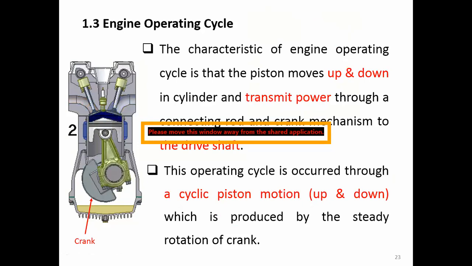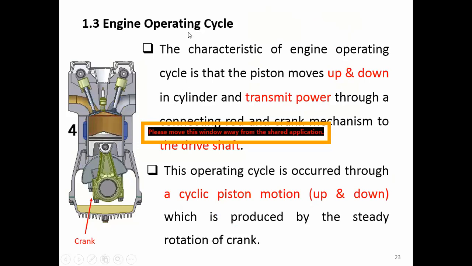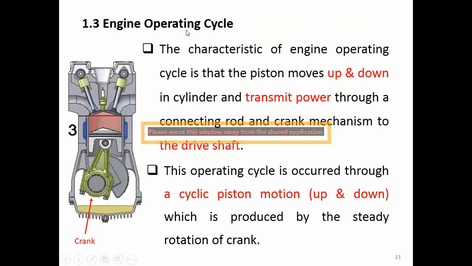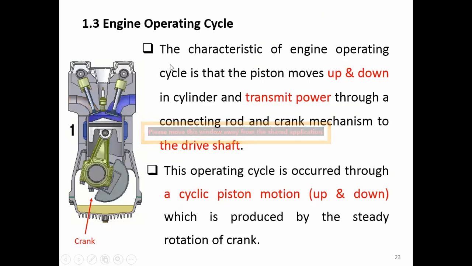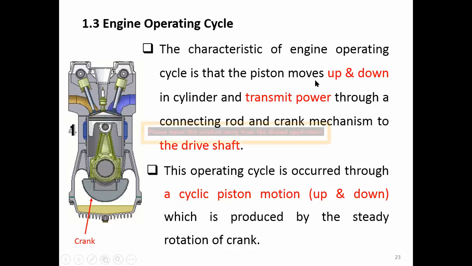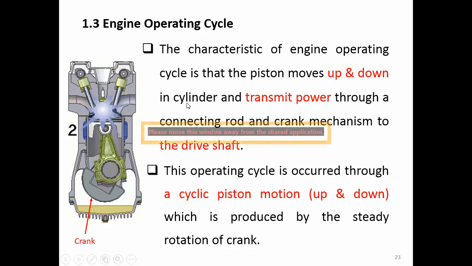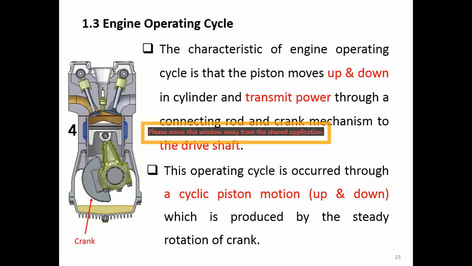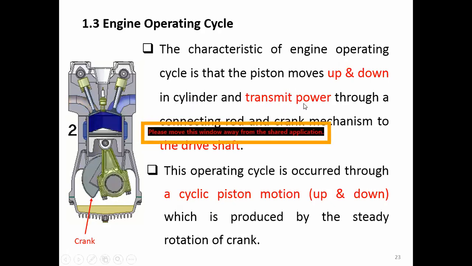Okay, so that is the classification of the internal combustion engines. Now let's look at how the engine is operated. The characteristic of the engine operating cycle is that the piston moves up and down in the cylinder, right? Everybody knows that the piston goes up and down, and it will transmit the power through what? The connecting rod.